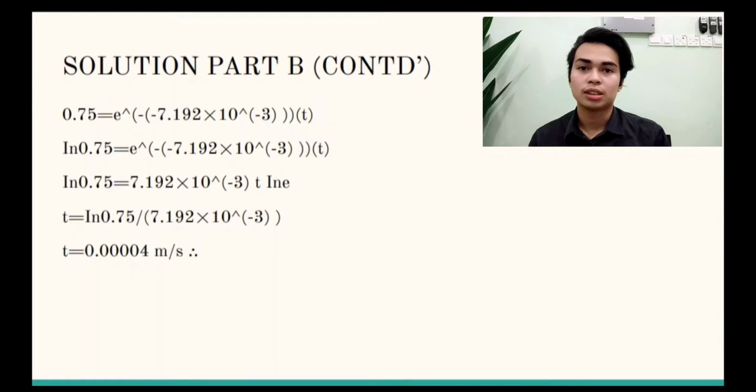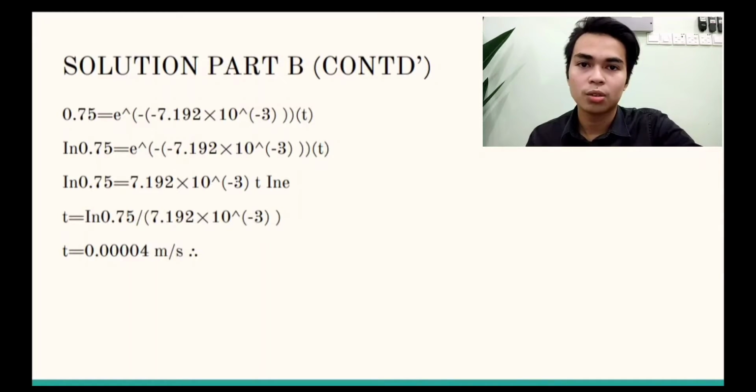After that, the question says we need to find the velocity of the liquid after 10 seconds. So to find this, we need the initial velocity, which is 40 meters per second. Then we substitute into the equation and we calculate, and we come up with 0.004 meters per second. So you can see after 10 seconds the velocity of the water is almost 0.